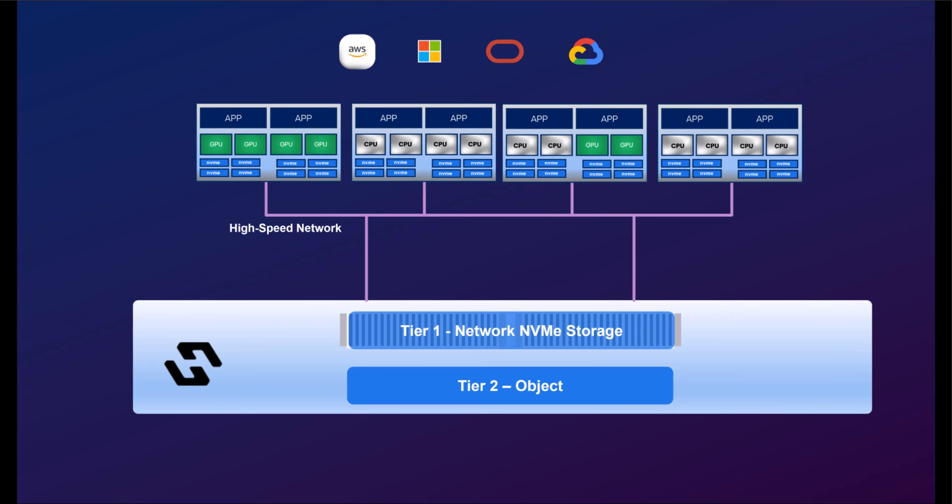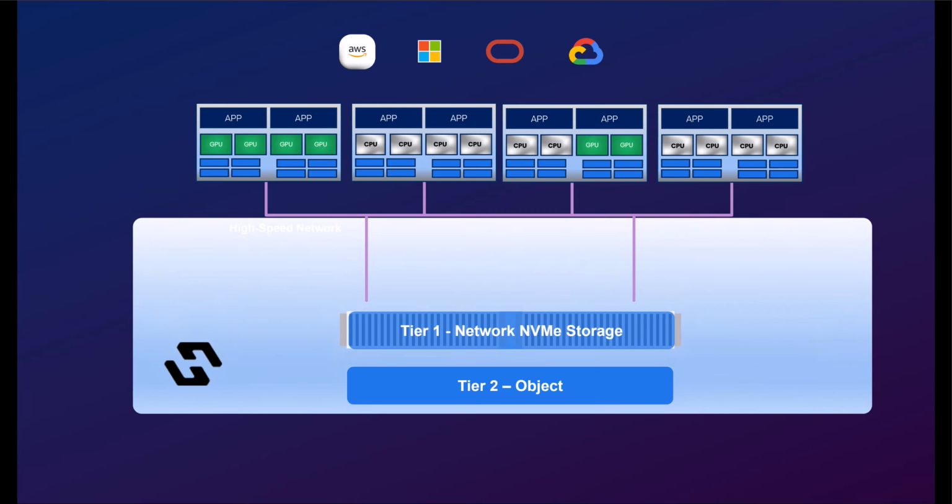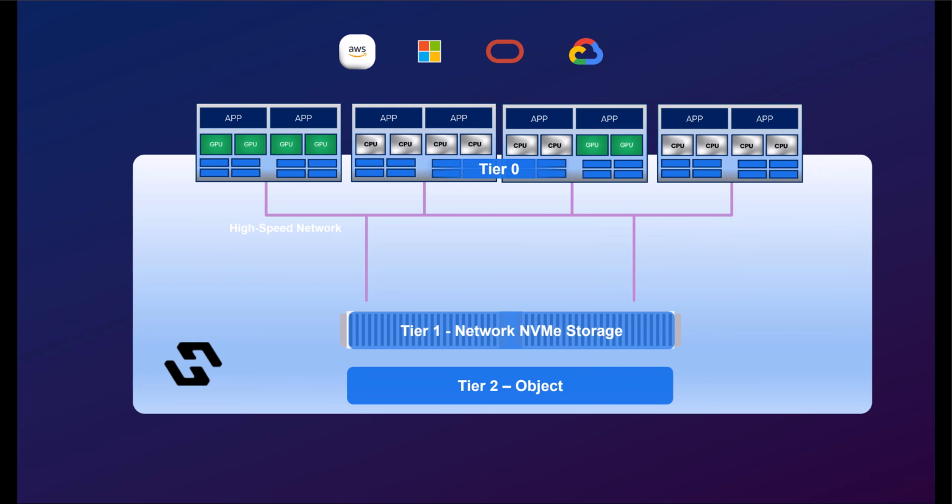New writes may land in Tier 0 first, for speed, and then be migrated downstream to other tiers based on policies. Tier 0 is part of the global namespace as the performance tier. It doesn't exist as a separate storage island. Instead, it seamlessly integrates into the same unified file system.